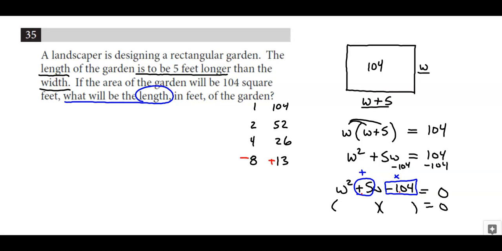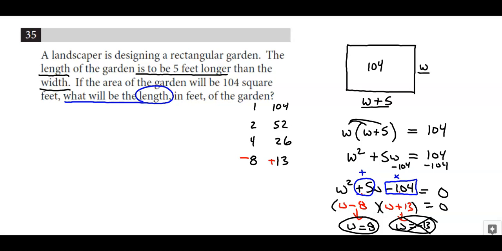So I believe I'm going to have W minus 8 and W plus 13. Now, I'm going to use what's called the zero product property. If something times something equals 0, either this expression has to equal 0 or this expression has to equal 0. And only one of these makes sense. This expression is 0 when W equals 8. This expression is 0 when W equals negative 13, which doesn't make sense because you can't have a negative width.